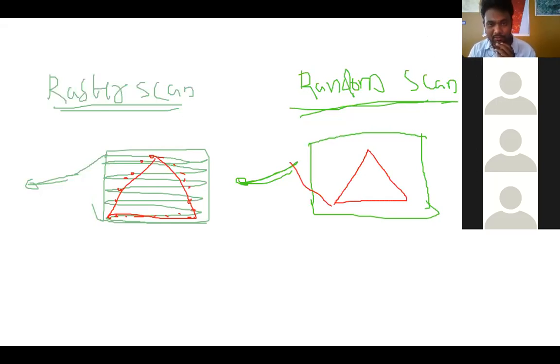Random. Okay, so here, random, you can observe. Because in the raster scan it totally depends upon the pixel or the resolution. Sir, can you explain one more time, this? One more time. Yeah, no problem.